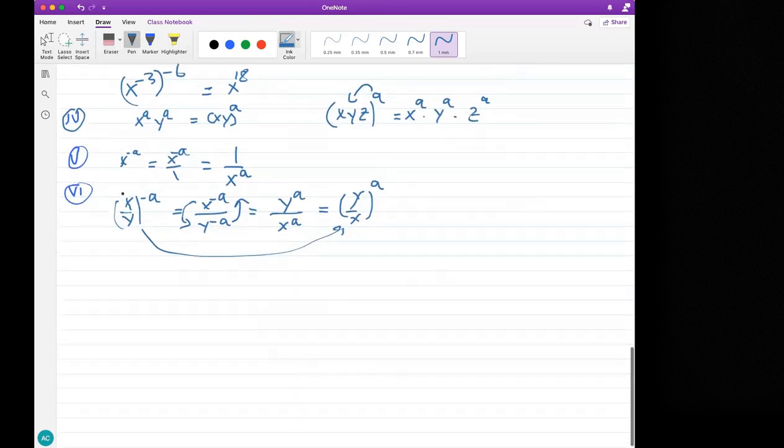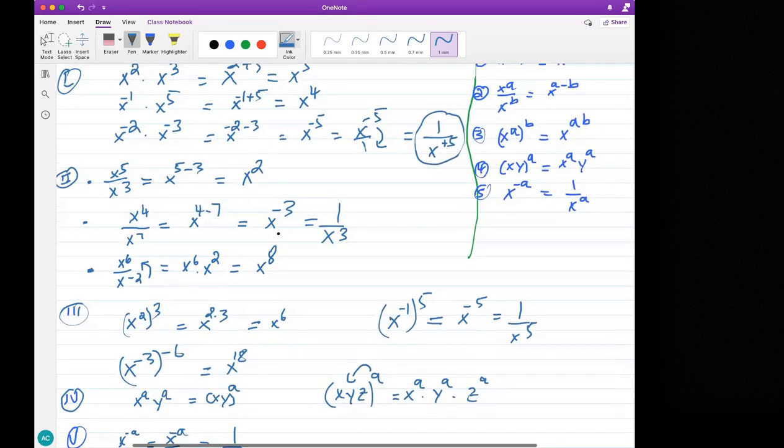But this works only if you have parentheses, with the entire fraction raised to a negative power. So let's write that down. Rule 6: for any real numbers x and y, (x over y) all to the power negative a. What is this in one step? It will be y over x, to the power a, positive a.